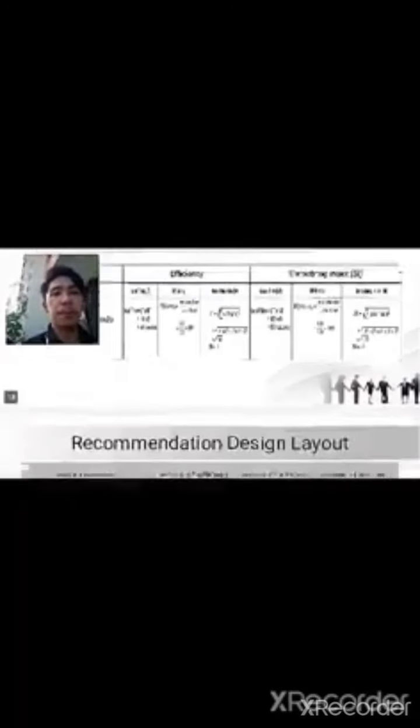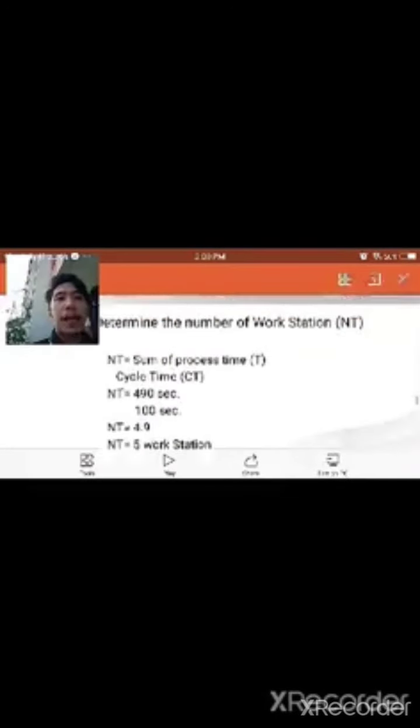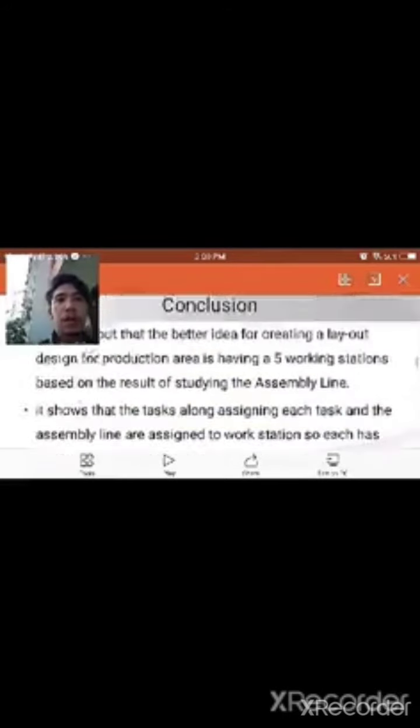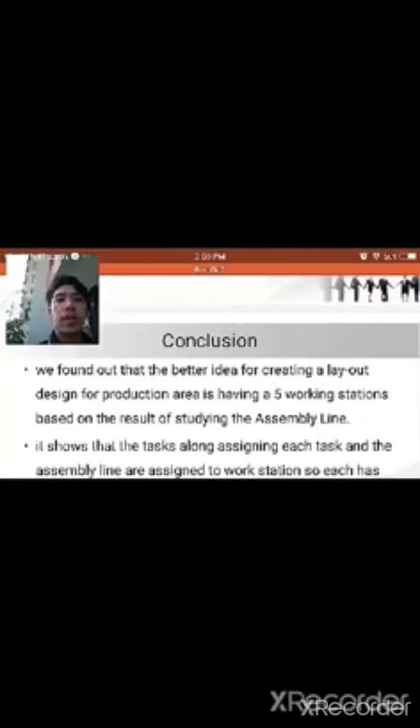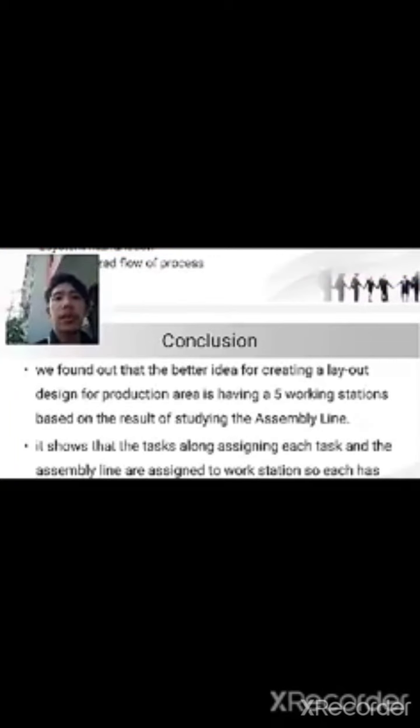So in our conclusion, we found out that the better idea for creating a layout design for the production area is having 5 working stations based on the result of studying the SDI. It shows assigning each task and the assembler assigned to a workstation, so each has approximately the same amount of work.